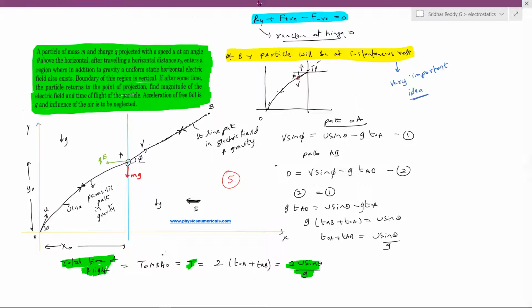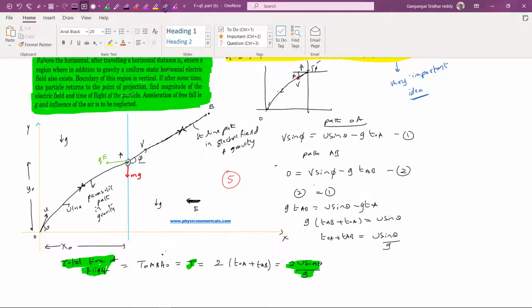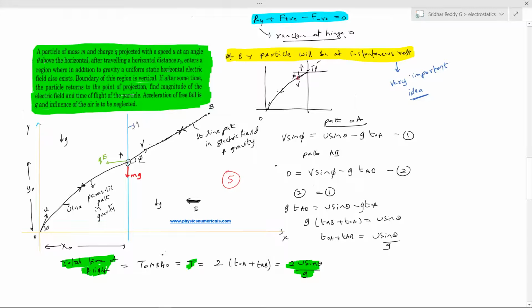This is the boundary. Let me write it. This is the boundary, vertical. If after some time the particle returns to the point of projection, what is the point of projection? O is the point of projection. Find the magnitude of electric field strength and time of flight of the particle.